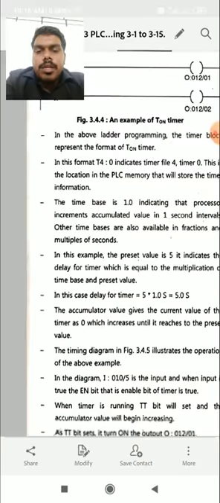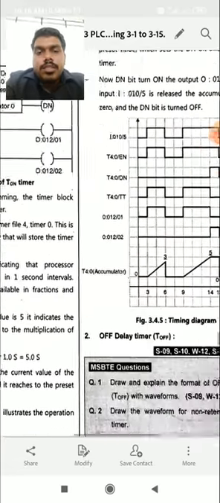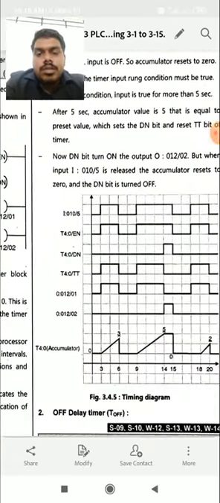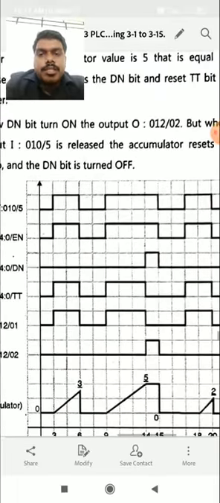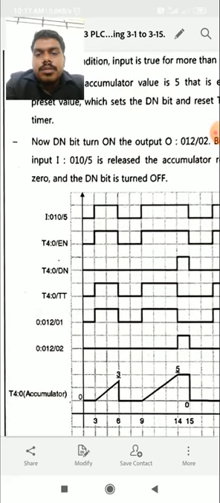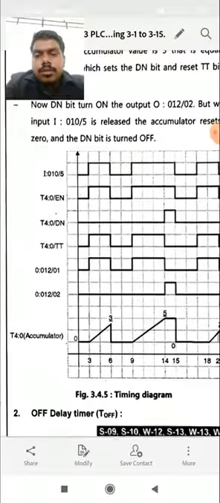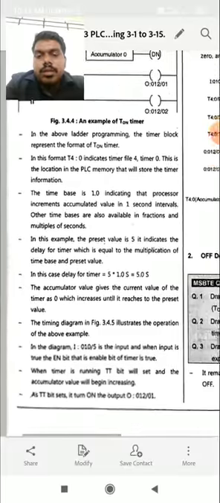The accumulator value gives the current value of the timer as 0, which increases until it reaches the preset value. Okay, so this is the timing diagram also. It represents the timing diagram: the input, then the timer enable bit, timer TT bit, and timer DN bit. These are all the bits in between.